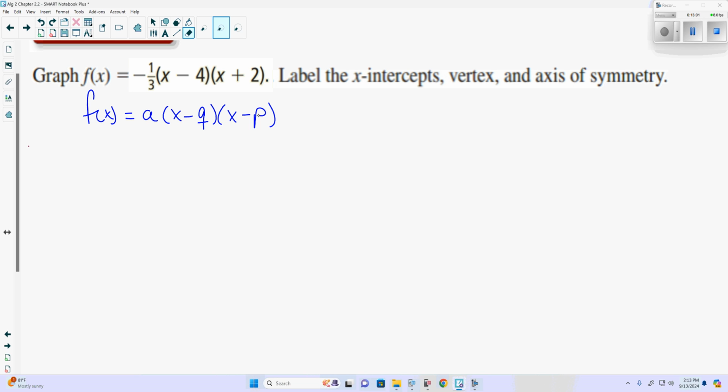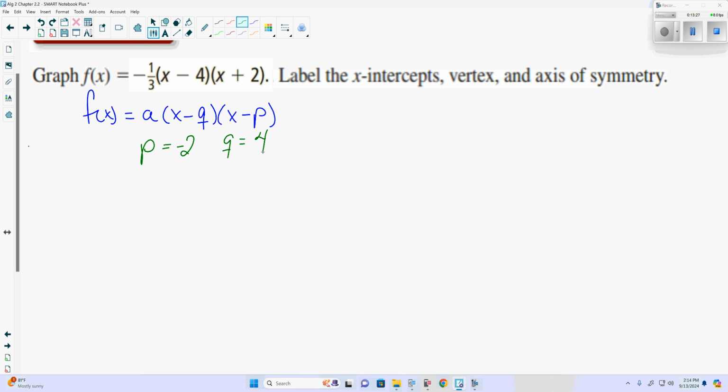So for this here, just like the last one, we could say p is what? We could say p is -2. And we can say q is 4. Or I could say p is 4 and q is -2. Doesn't matter which way we have them. They're going to be the same.